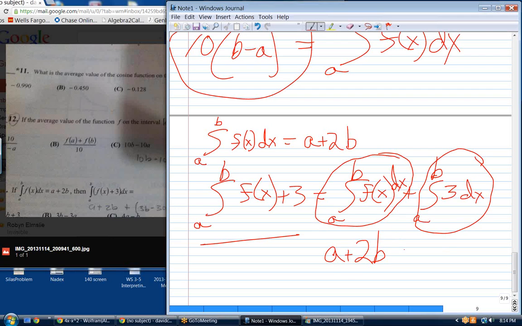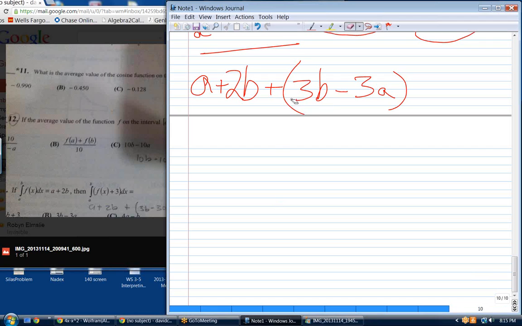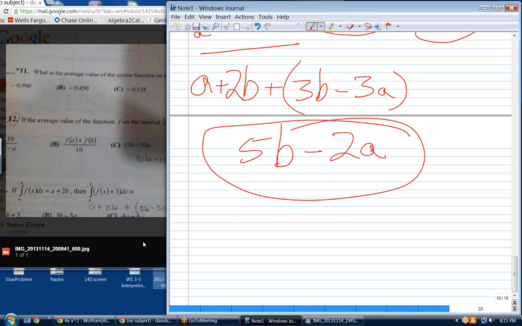Exactly. So we're going to add 3x evaluated from a to b, which is 3b minus 3a. So now we have a plus 2b plus the quantity 3b minus 3a. Okay, and then just distribute. Now simplify like terms. What does that give us? We got a total of 5b, and we got a total of minus 2a. Yeah, 5b minus 2a.